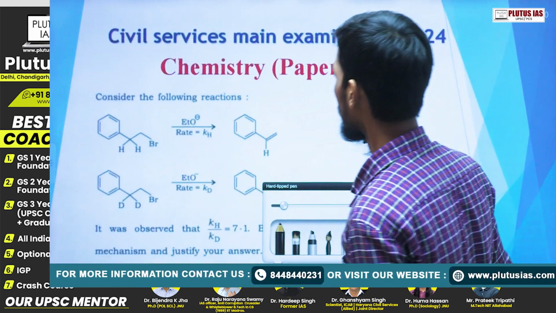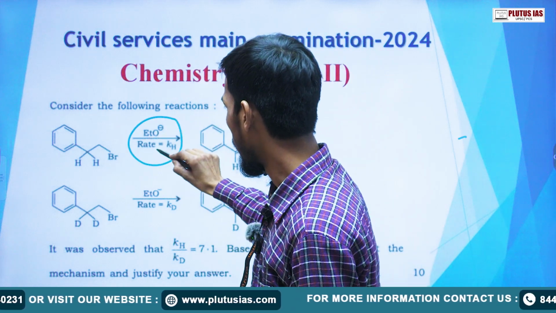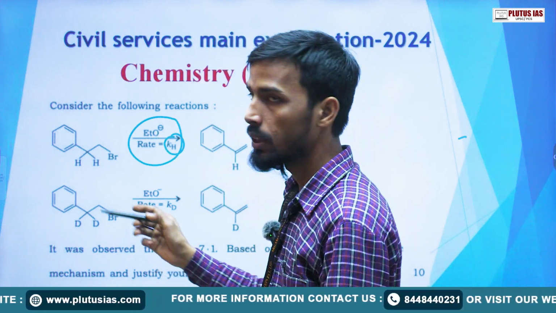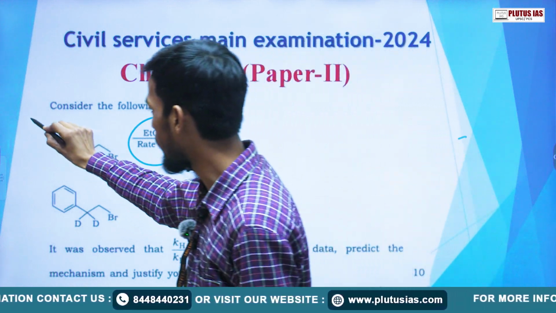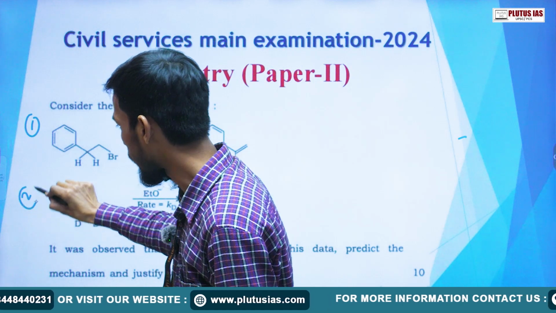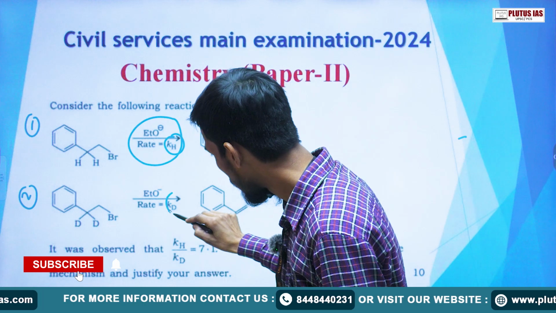In this question, a reaction is given with a base and some rate constants. The rate of the first reaction is determined as KH, and for the second reaction, the rate is given as KD.